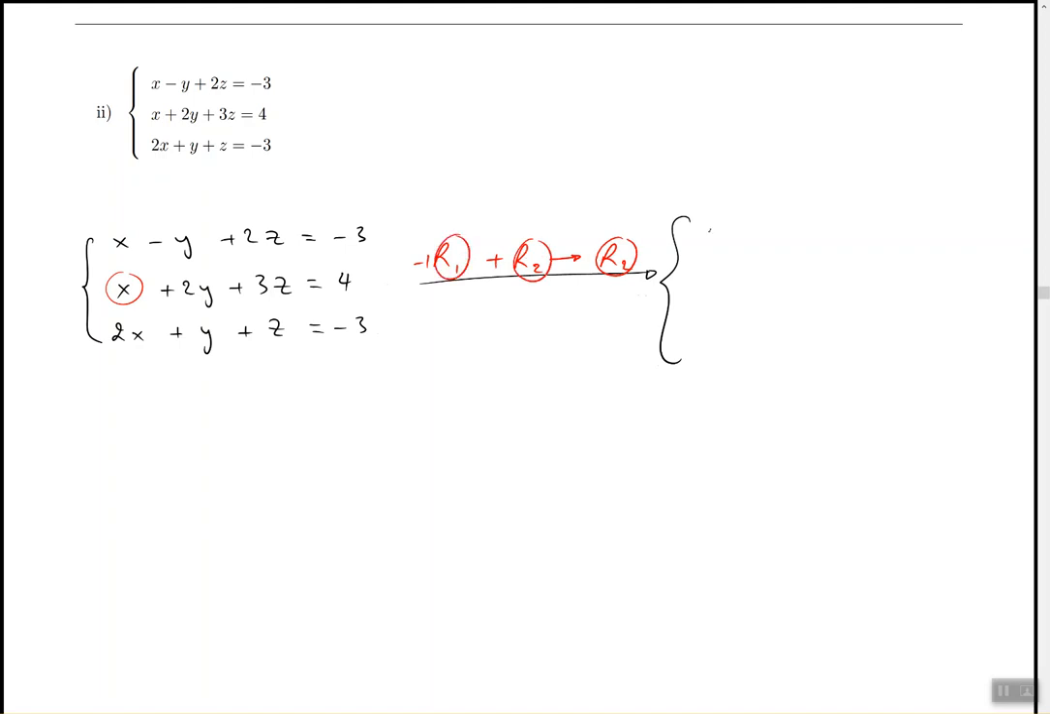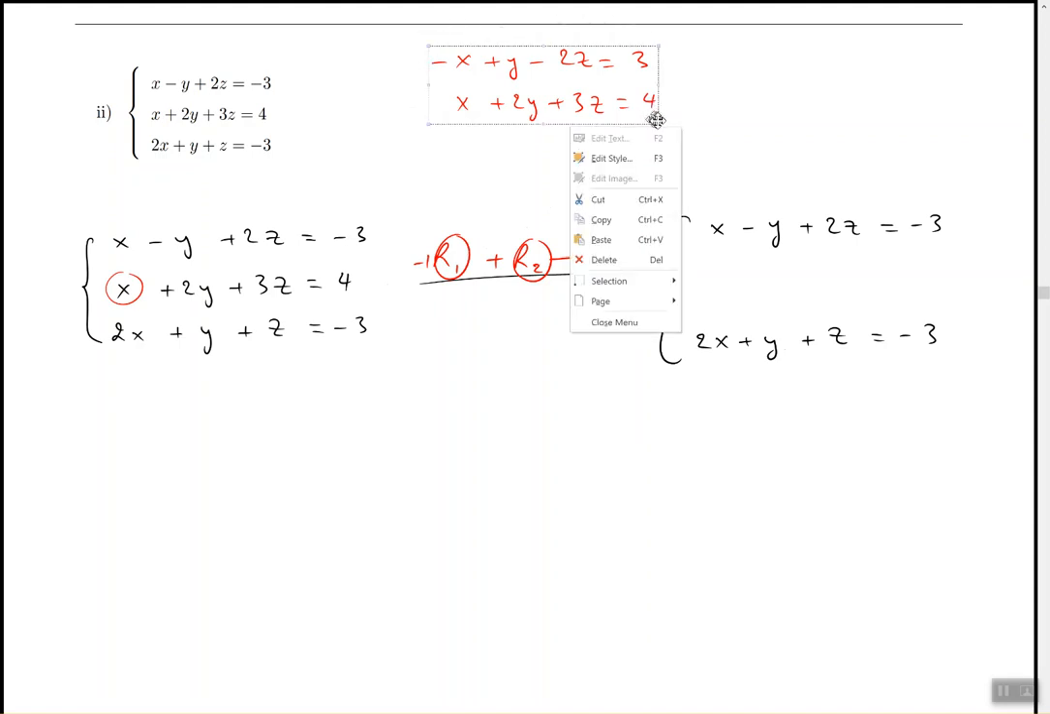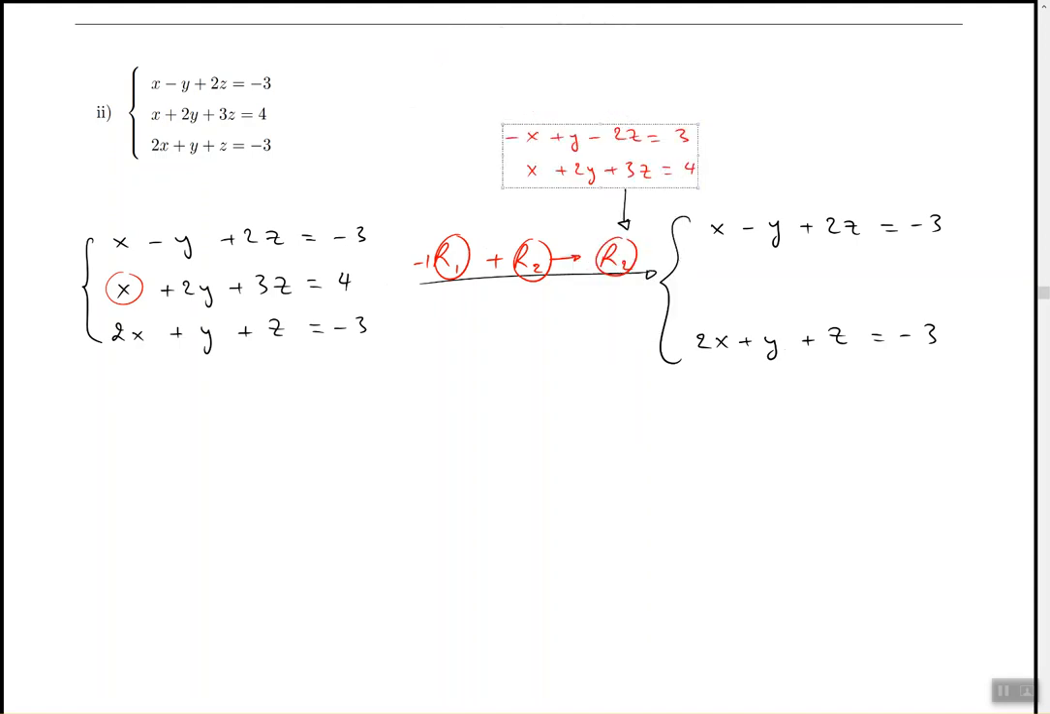Now, the first row is not going to change at the end of the process, because the only thing that's changing is the second row. So I'm going to write down the first equation, the second equation, and the third equation, and for the middle one, I'm going to do the stuff mentally. I'm going to multiply the first equation by negative 1, so that would give me negative x plus y minus 2z equals positive 3. And the second equation is already x plus 2y plus 3z equals 4. I'm going to do this mentally, and once I do, I'm just going to write down the answer into row 2.